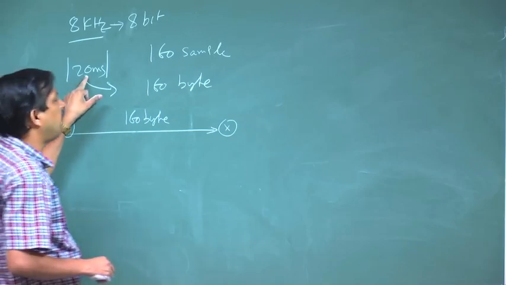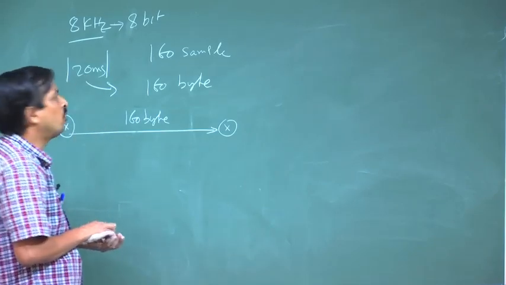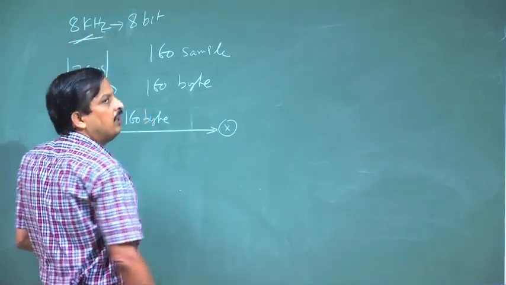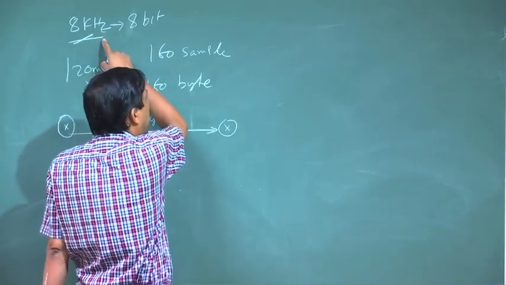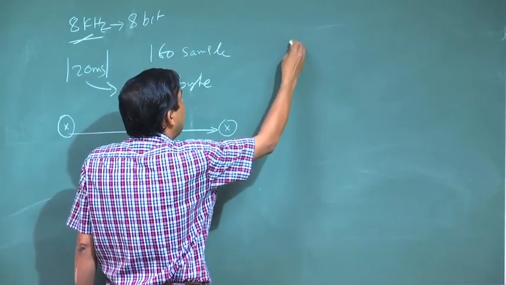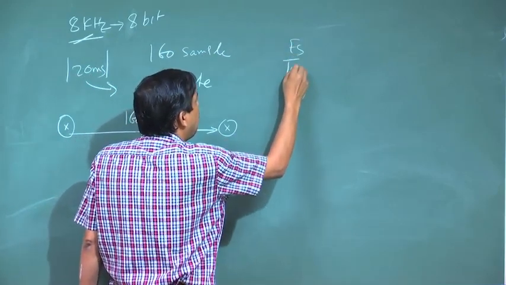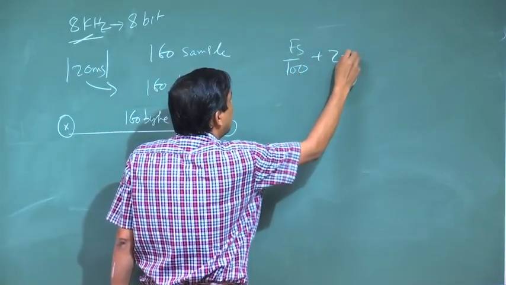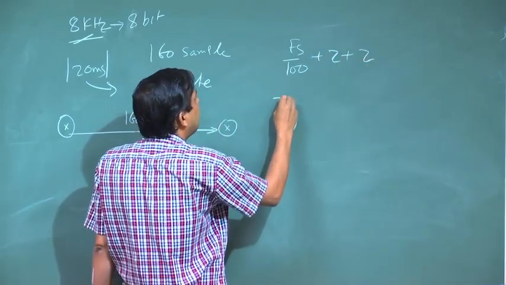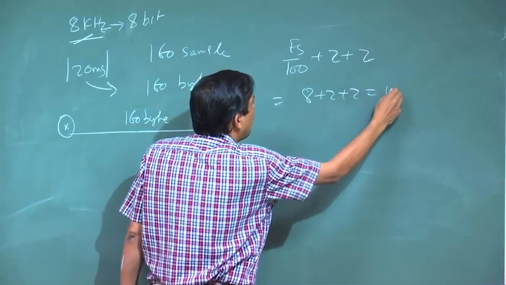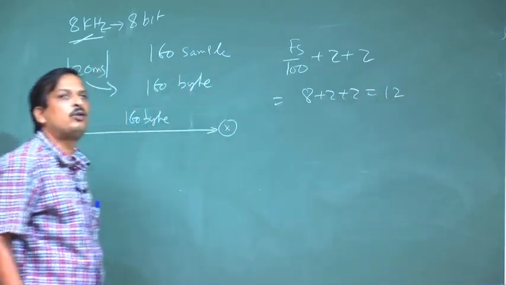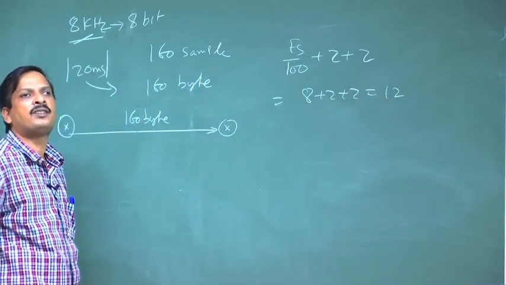So, since it is 8 kilohertz, what should be the order of the prediction? For Fs equal to 8 kilohertz, I can say Fs by 1000, plus 2 for radiation and 2 for glottis. So, it is nothing but 8 plus 2 plus 2, so 12th order prediction is required. 12 to 14 order prediction is required.